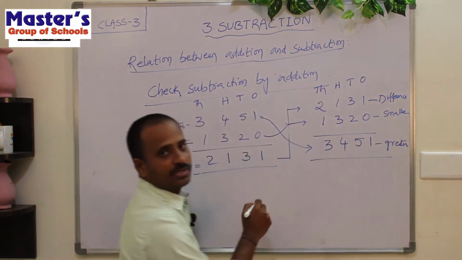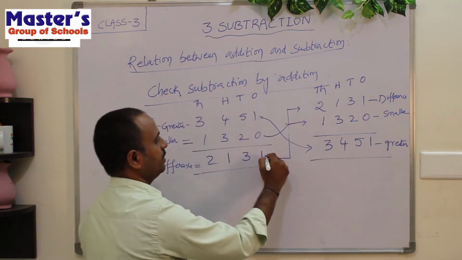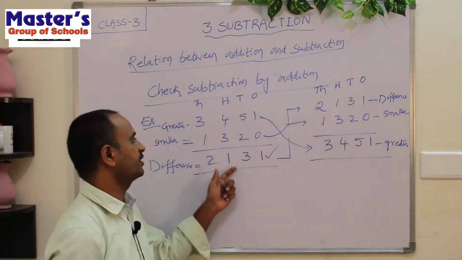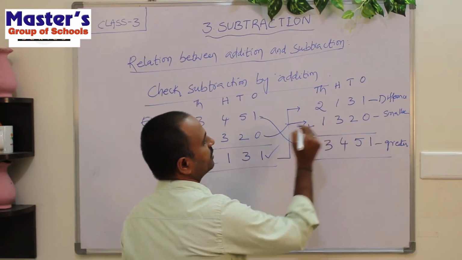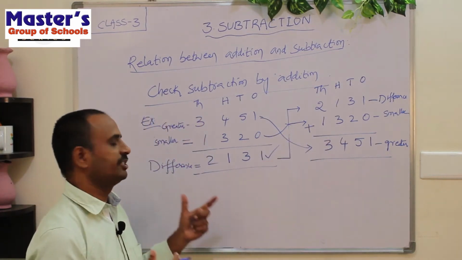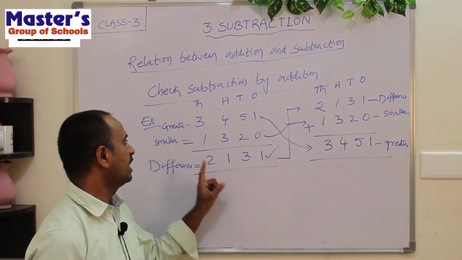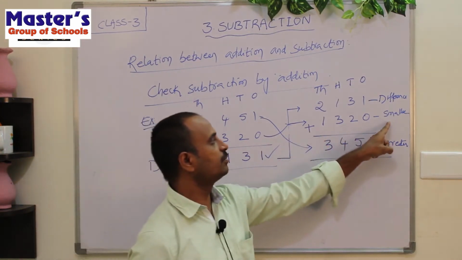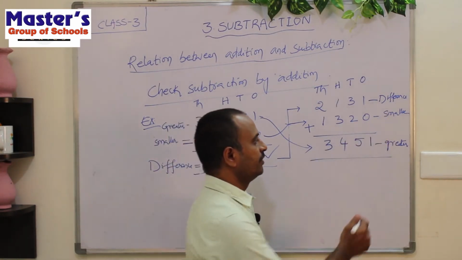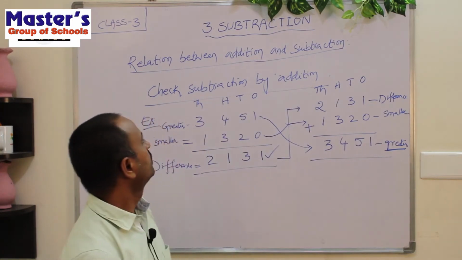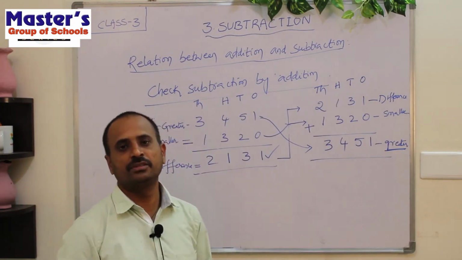So now our subtraction is correct. So children, in this way we can check our subtraction by doing addition. So how can we check? We have to add the smaller number to the difference. Then we should get the greater number. So this is the checking of subtraction by addition.